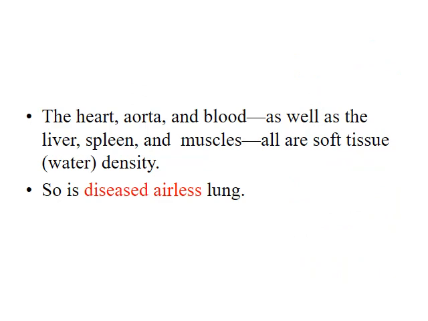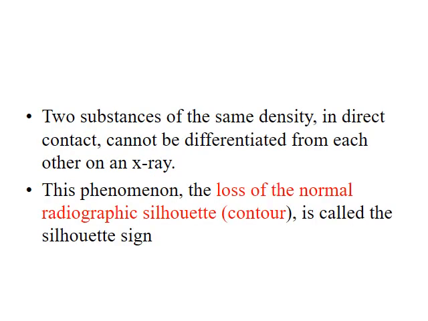The heart, aorta, blood as well as the liver, spleen and muscles are soft tissue, so water density. So is diseased airless lung. Normally the lungs are air density. When it becomes consolidated, it becomes water density. Two substances of the same density in direct contact cannot be differentiated from each other on an X-ray. This phenomenon, the loss of the normal radiographic silhouette, is called the silhouette sign.